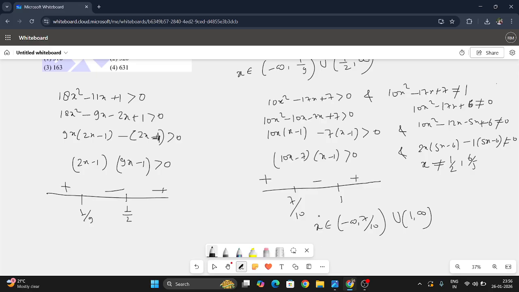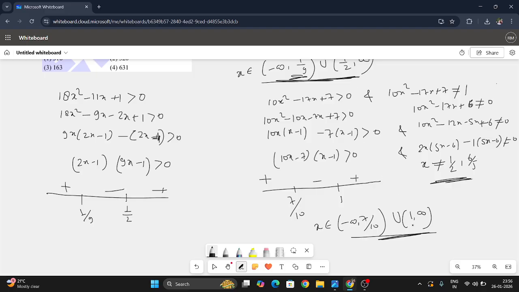Okay, now you have to keep one thing in mind, that we have to take the intersection of all these. Because this is coming from the argument, and these two are coming from the base. Now you can do one thing: (−∞, 1/9) and (−∞, 7/10). 7/10 is going to be 0.7, and this is going to be 0.1. Okay, so if you take the intersection of these two, you can get this one. Then (1/2, ∞) and (1, ∞). Which one do you have to choose?